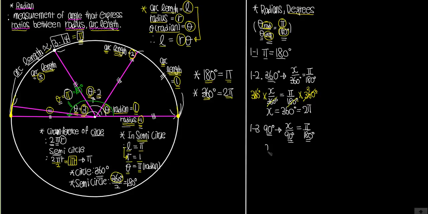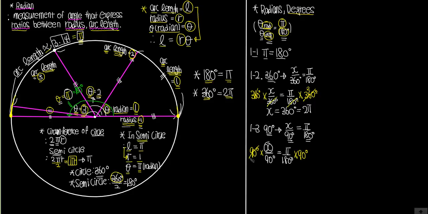So let's write this term down again: x over 90 degrees is pi over 180 degrees. To get the x value, which is 90 degrees in terms of radians, we need to multiply both sides by 90 degrees to isolate it.